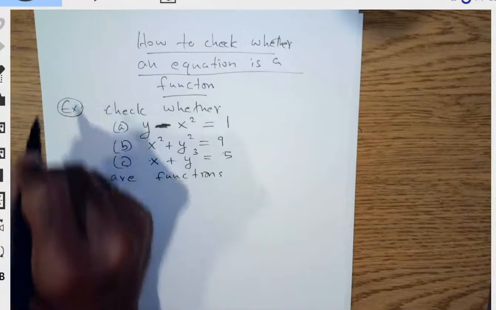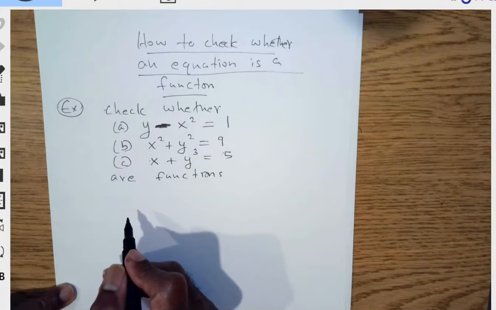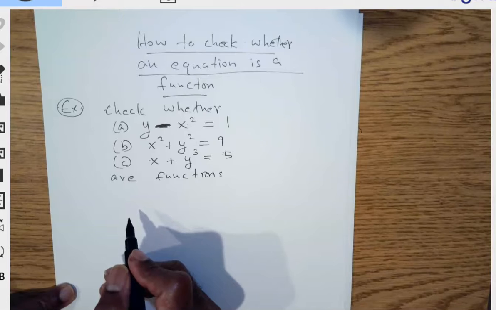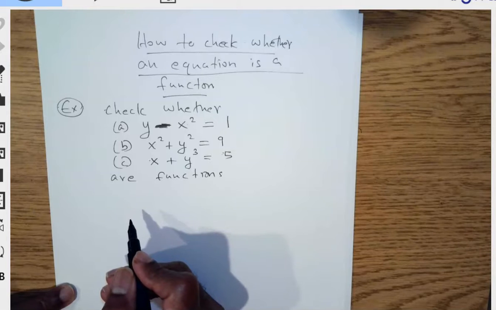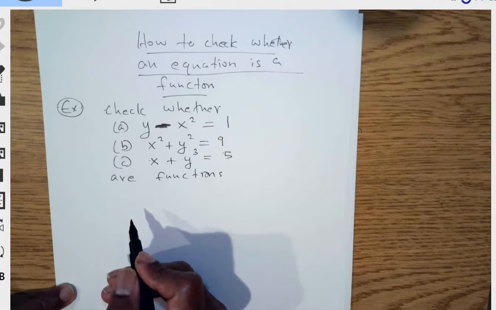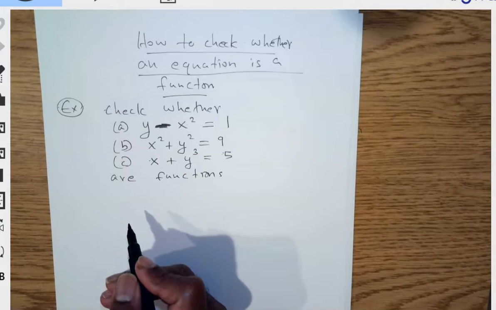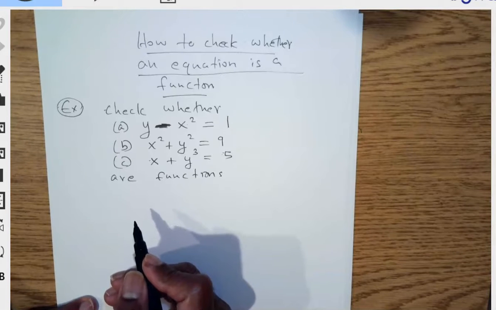So once again, this is a video from section 2.2: how to check whether an equation is a function. If it is not an equation, you know how to check whether something is a function. It's pretty easy. If it is an arrow diagram or a bunch of ordered pairs, all you need to check is whether one input goes to one output. If that happens, then it's a function, and if that doesn't happen, it's not a function.